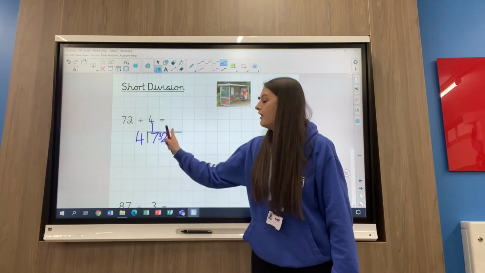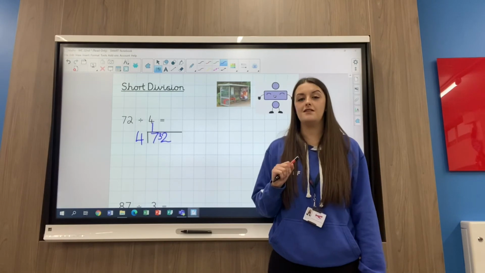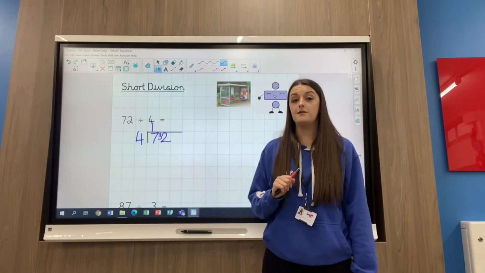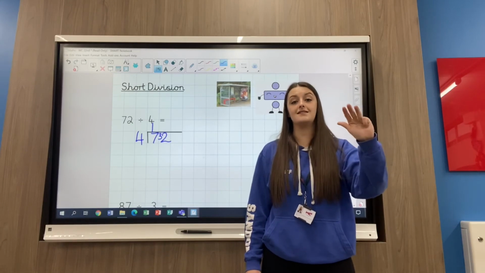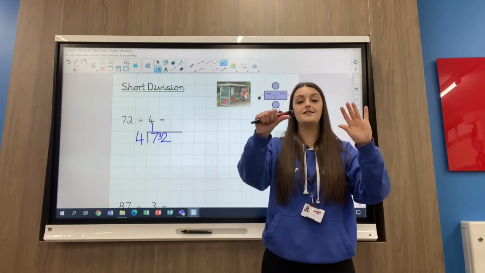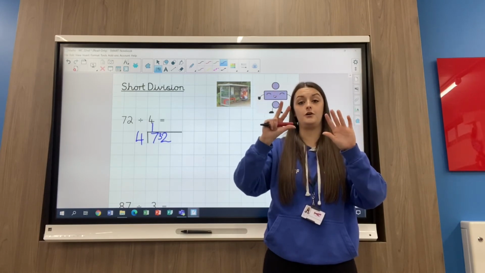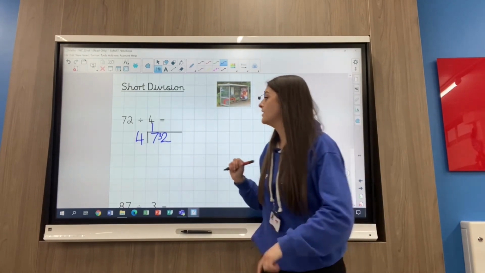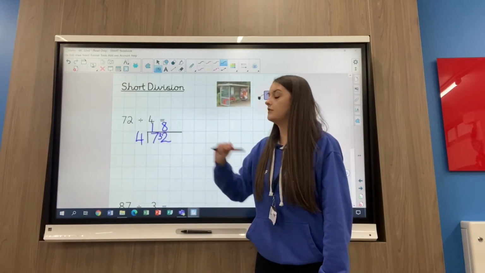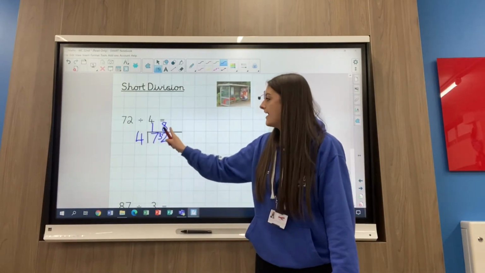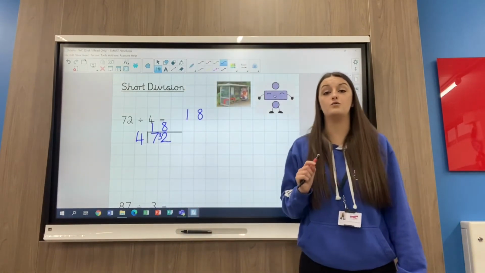What number have we got there now? 32. How many 4s fit into 32? Let's count in our 4s. 4, 8, 12, 16, 20, 24, 28, 32. Okay, that's 8 lots. So we've got to 32. Record 8 lots on the top. My answer is 18. I wonder if you got that answer at home too.